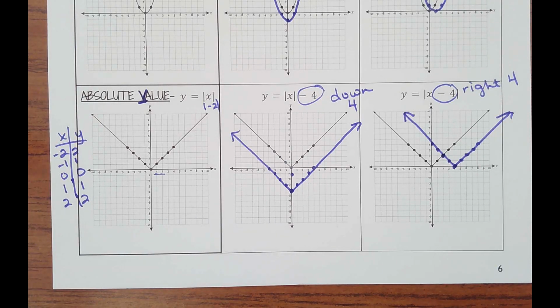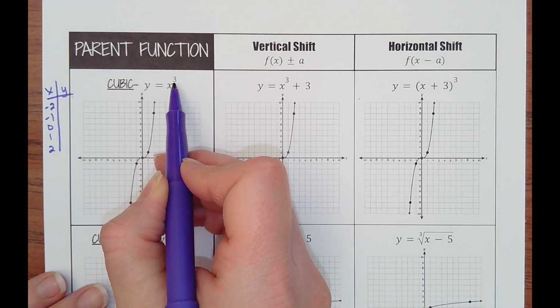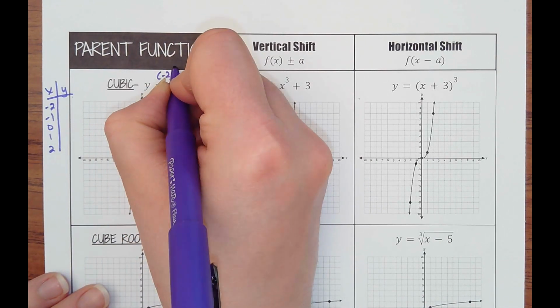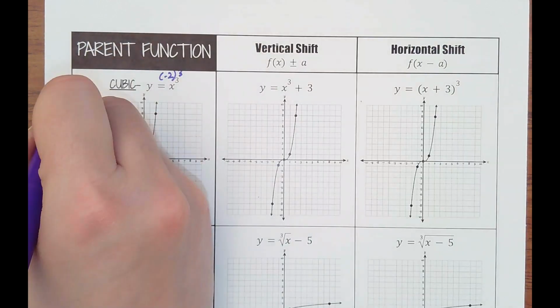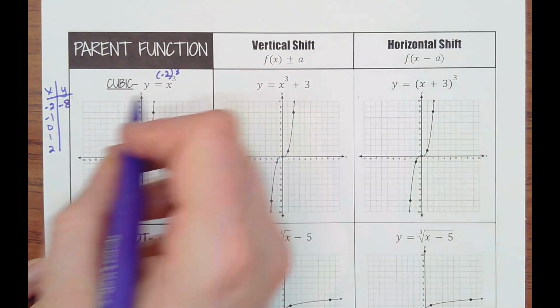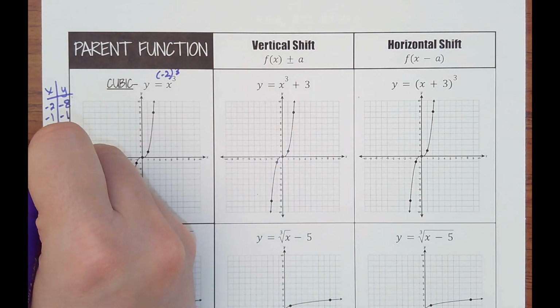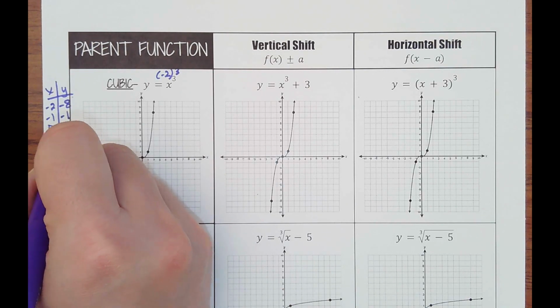Okay, the next page, I have the cubic function, which is y equals x cubed. If I were to plug in -2 and take it to the third power, -2 times -2 is 4, times another -2 would be -8. If I take -1 to the third power, that would be -1. 0 to the third power is 0. 1 to the third power is 1. 2 to the third power is 8.